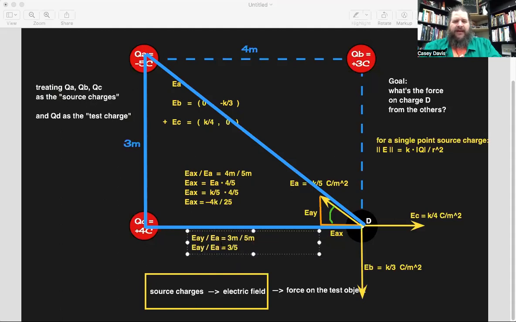Multiply both sides by EA, and we find that the Y component is 3/5 of the magnitude. And we know that the magnitude is K over 5. So 3/5 times K over 5 would be 3K over 25. And since that's upwards or northwards, that'll be positive 3K over 25. So we now have the X and Y components. No sine or cosine directly needed.